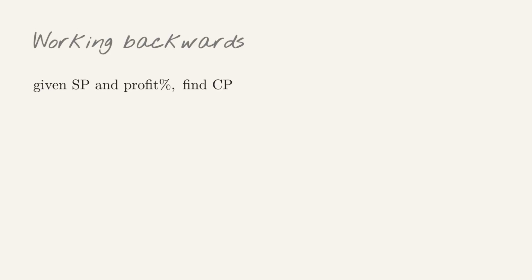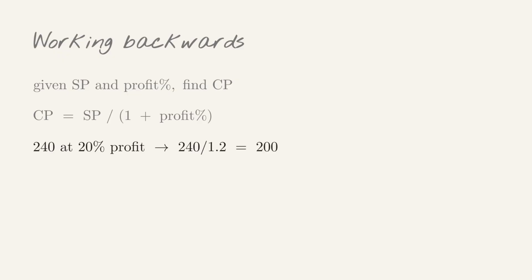Often, they give the selling price and the profit percent and want the cost. Just divide by the multiplier. A selling price of 240 at 20% profit means cost is 240 over 1.2, 200. The mistake is taking 20% of the selling price, which uses the wrong base.